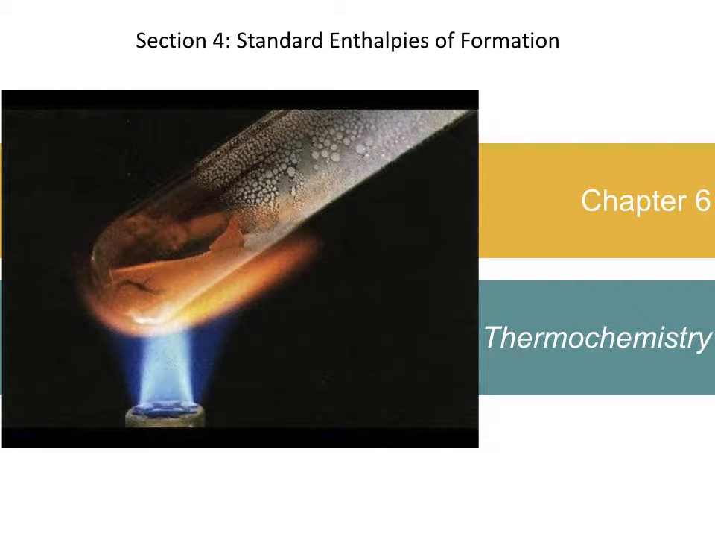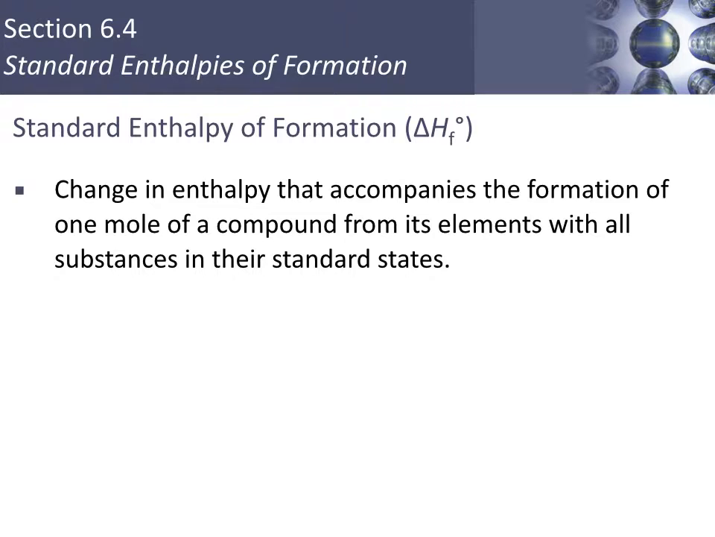The final section in Chapter 6 deals with standard enthalpies of formation. The standard enthalpy of formation is abbreviated delta H sub F. The delta, remember, is a change, so we're talking about a change in enthalpy. The degree symbol signifies that it's a standard enthalpy change, and I'll talk more about that in a second. The F means formation.